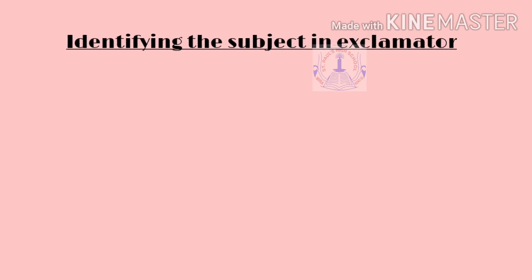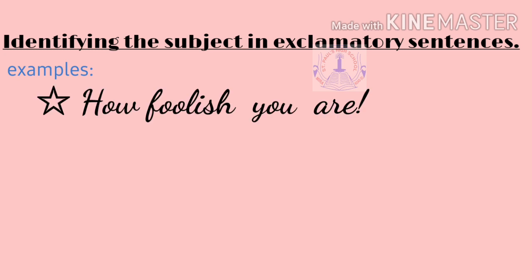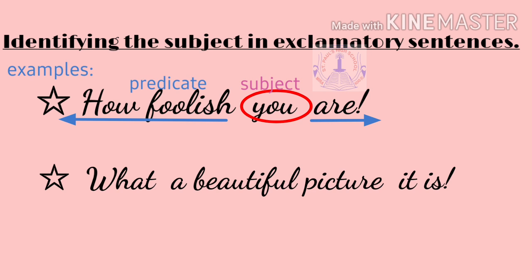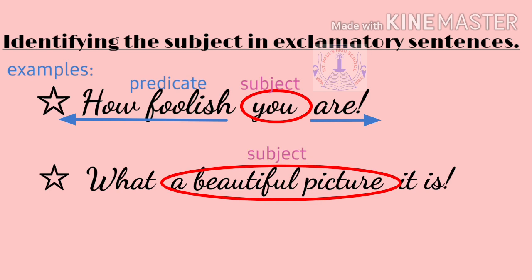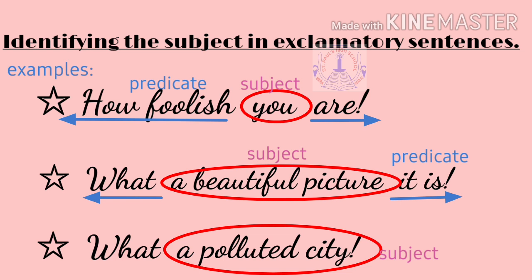Identify the subject in exclamatory sentences. Example: how foolish you are. Who is foolish? You. So you becomes your subject, and the rest becomes your predicate. What a beautiful picture it is. What is doing the action or is more active in the sentence? A beautiful picture. Picture is there, but with the adjective beautiful, so we have to take a beautiful picture as your subject. Next, what a polluted city. What is more active in the sentence? A polluted city becomes your subject.